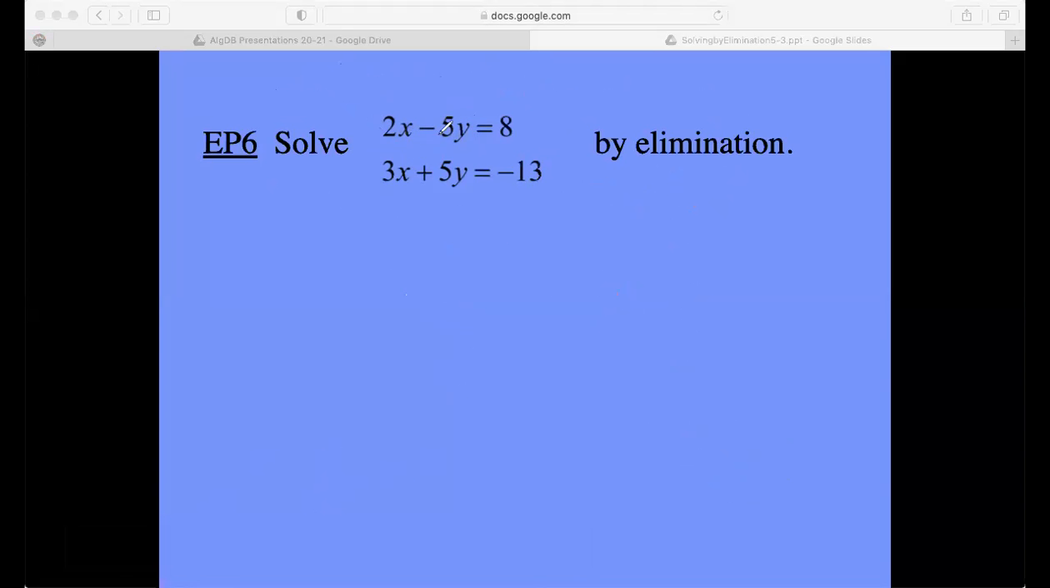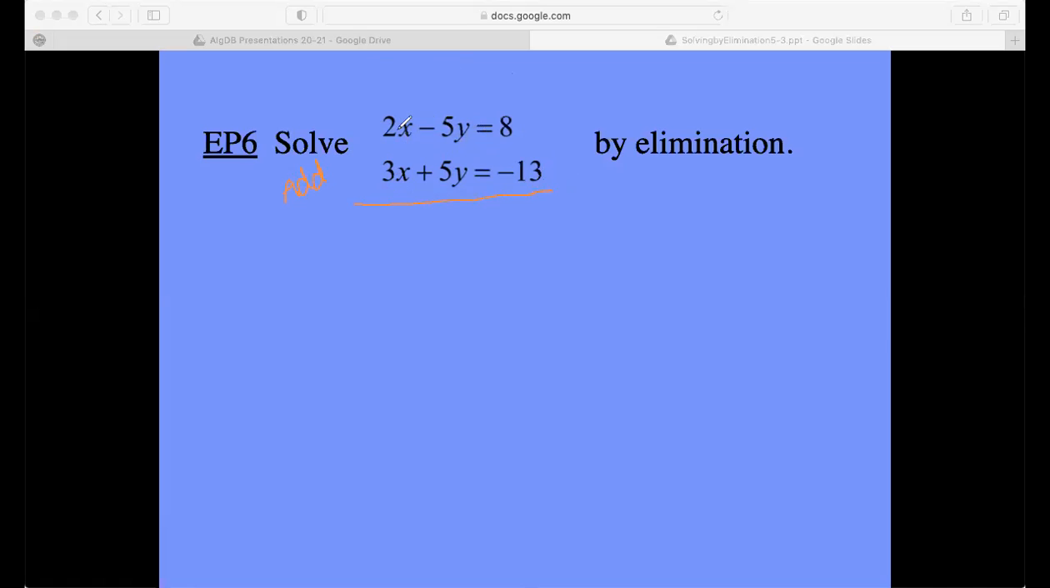So right now we have 2x minus 5y equals 8 and 3x plus 5y equals negative 13. Again, remember, you're looking at the system to see if you have opposites lined up over each other. So 2x and 3x, those aren't opposites. But here I have a negative 5y and a positive 5y. Those are opposites. When I have my opposites, my next step is to just add the two equations together.